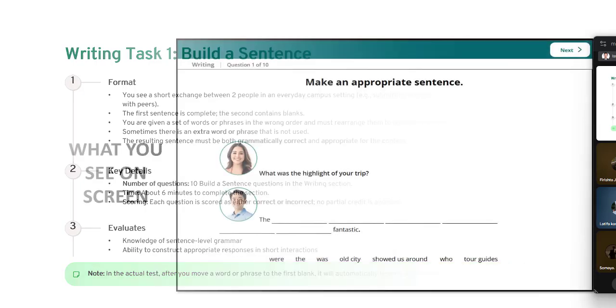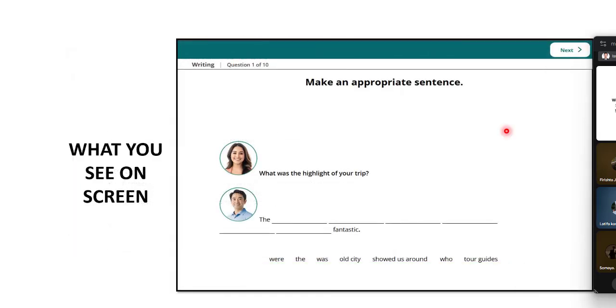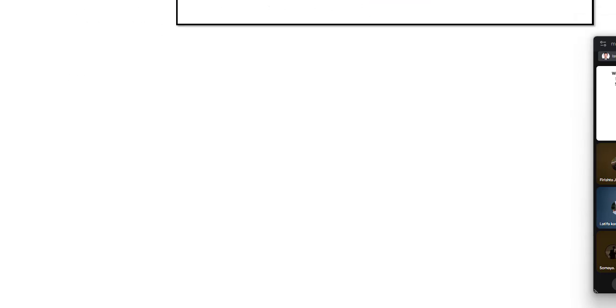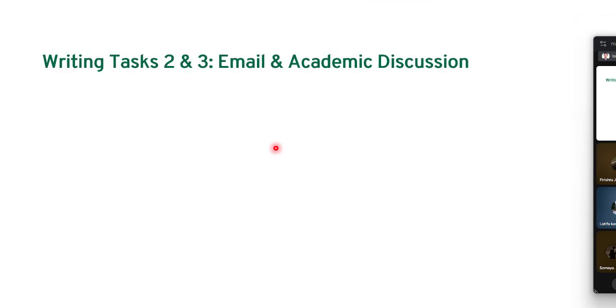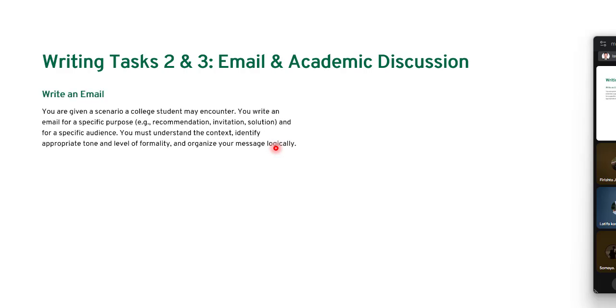We have discussed this in the other session. This is how it looks. First we have the first person, and then the second person, where the blank spaces are positioned. We have to put these words in the correct order to have the right answer to the first statement, question, or comment. So this is how it looks. Then task 2 and task 3 are the email and academic discussion tasks.